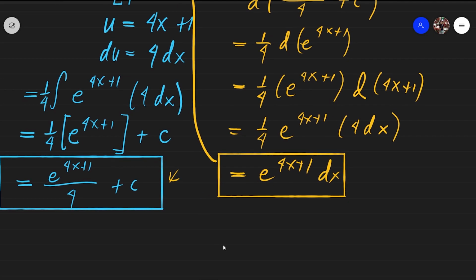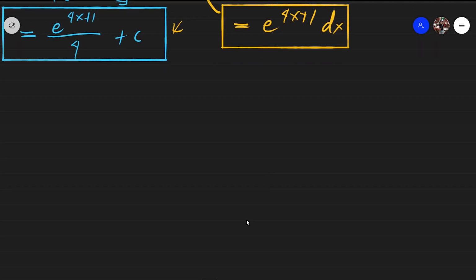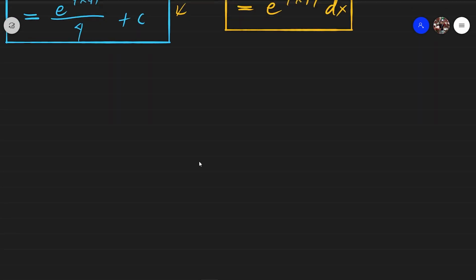Okay, let's have another example. Example number 2, I have here the integral of 2 dx all over 3 raised to x. Now, obviously, you cannot use the power formula here because the exponent contains the independent variable. The only formula that you can use here is the exponential function formula. But before we use it, let us first manipulate this function so that we can see we can use the exponential function formula.